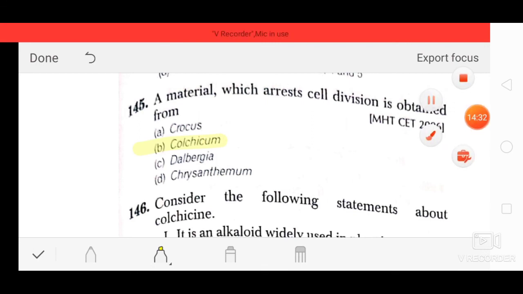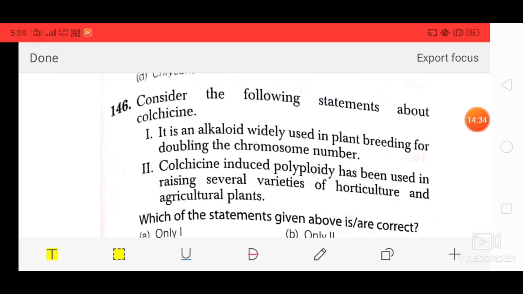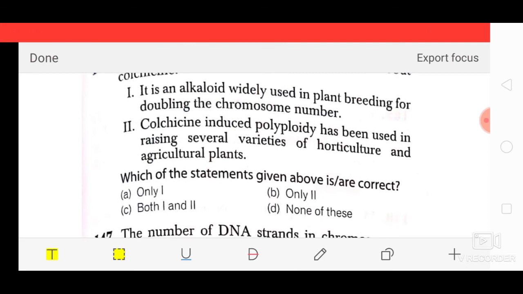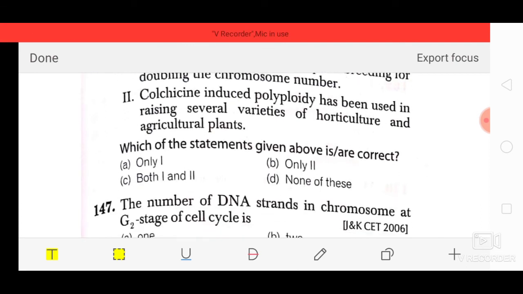Next is, consider the following statements about colchicine. One, it is an alkaloid widely used in plant breeding for doubling the chromosome number. Two, colchicine induced polyploidy has been used in raising several varieties of horticultural and agricultural plants. And we have to select the correct statement. And from these statements, I think the option C is correct, that is both 1 and 2 statements are correct.